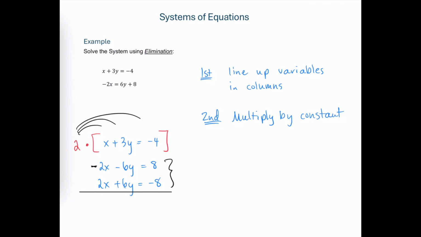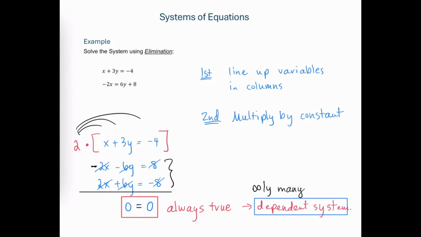Notice that when we combine like terms now, the 2x's are going to cancel out, minus 6y plus 6y cancel out, and all that remains on the left-hand side is 0. Also, on the right, we have 0. When we come up with a statement that is always true, no matter what we plug in for x and y, this is an indicator that what we have is a dependent system. And in a dependent system, there are going to be infinitely many solutions.